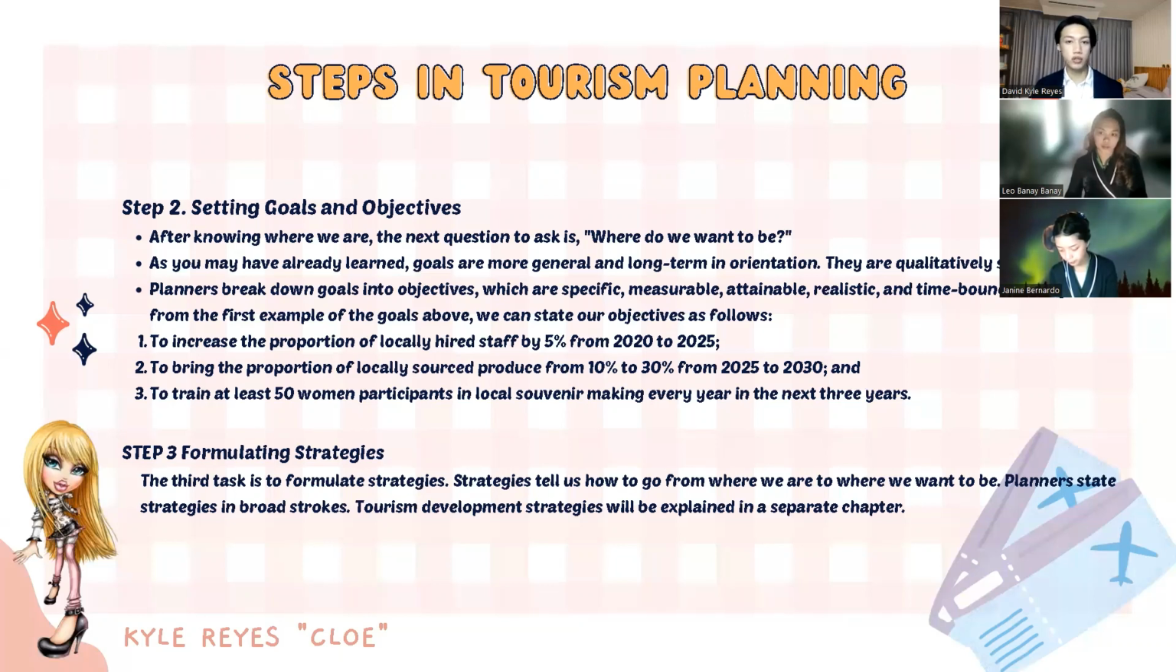So step 3 in tourism planning is formulating strategies. The third task is to formulate strategies. Strategies tell us how to go from where we are to where we want to be. Planners state strategies in broad strokes. Tourism development strategies will be explained in a separate chapter.